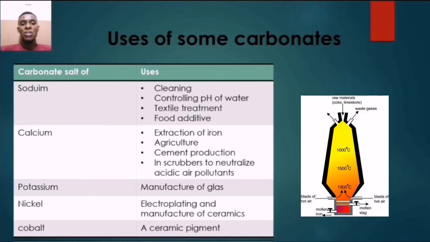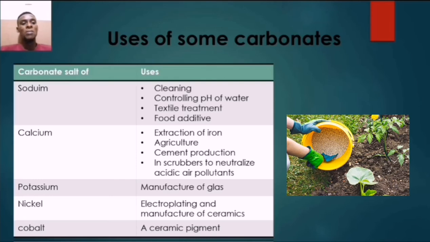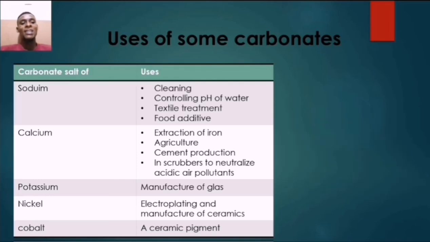Calcium is used in the extraction of iron, in agriculture, in cement production, and in scrubbers to neutralize acidic air pollutants. I'm not going to be explaining these uses one after the other. If you need to know what any of this terminology or the uses mean, you go online and read about it so we can save time. Now, some of these things we're going to be discussing further when we advance. You come to know why it is used as a cleaning agent, for controlling pH of water, textile treatment, and the rest of them.